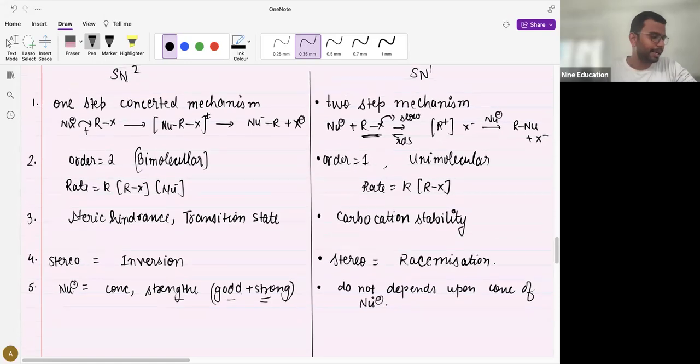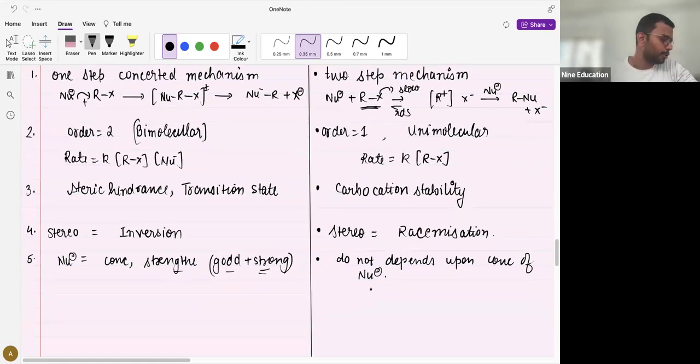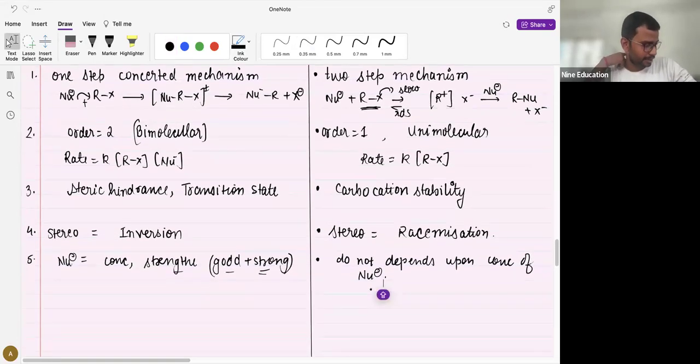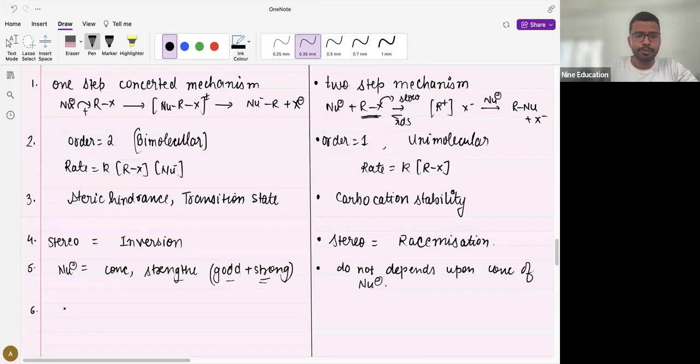Concentration of nucleophile पर नहीं depend करता. No role of nucleophile. Always remember, sixth part, see, always remember that in SN2, if we have RX, then you should have 1 degree because of steric hindrance. आपको steric hindrance देखना है.